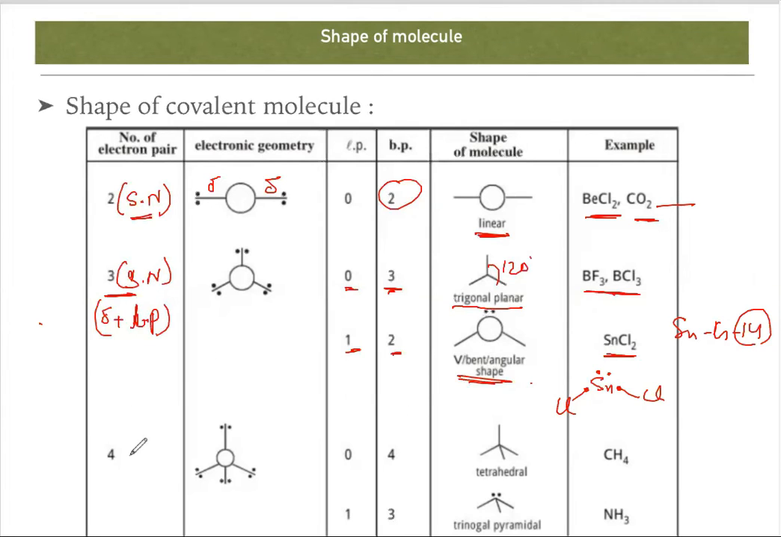So next we'll go to the steric number 4. Steric number 4 means all sigma bonds are present and 0 lone pair. The geometry is tetrahedral. CH4 is the example. Next, coming to only one lone pair and 3 bond pair. So still the steric number remains same, and shape of this molecule is trigonal pyramidal. You remember trigonal pyramidal. And the example is NH3, ammonia.